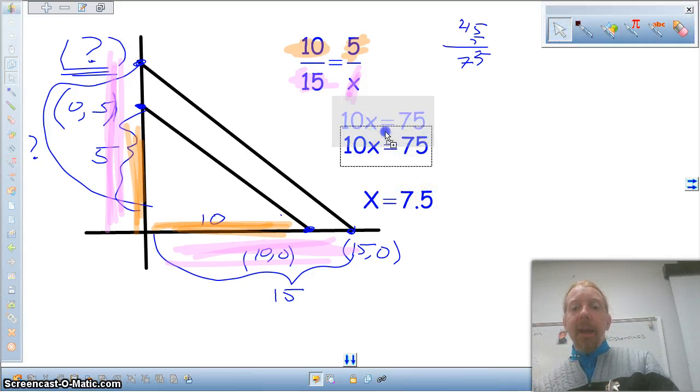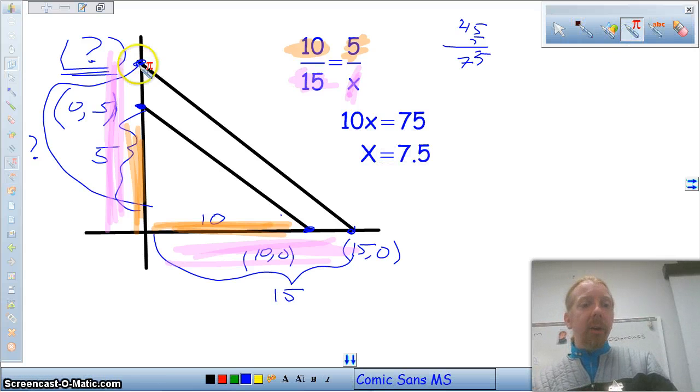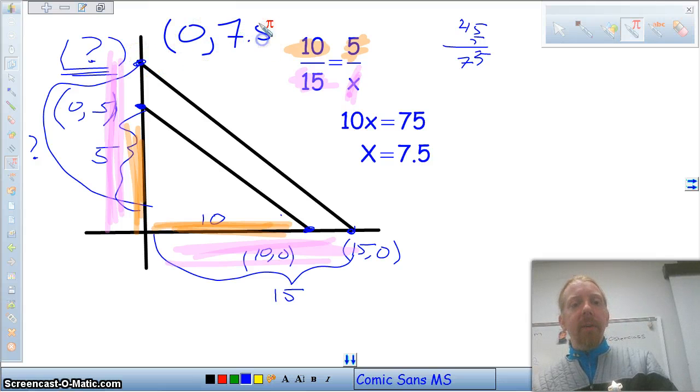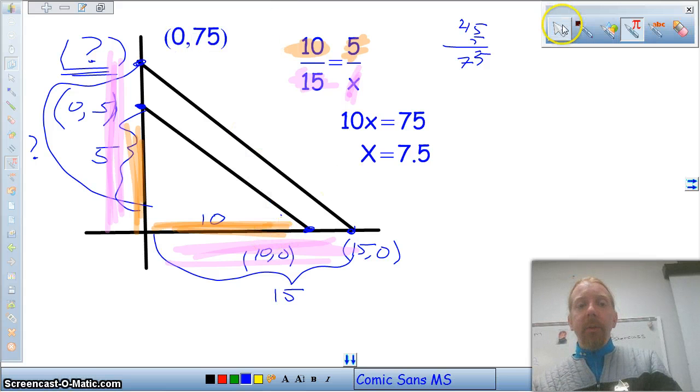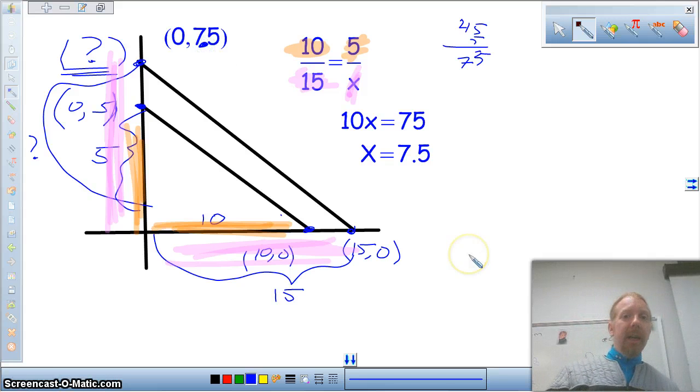Now, be careful. I used x as my unknown. However, it's in the y direction. So my final answer, this ordered pair, is going to be 0, 7.5 to represent the fact that we're talking about something that's in the y direction. One of the big things that happens is we tend to mix x and y when we look at these problems because we like to use x as a variable even when we're looking for a y value. Again, the idea here is to go back to what we've been talking about with similarity and being able to write a proportion that lets us make a prediction.